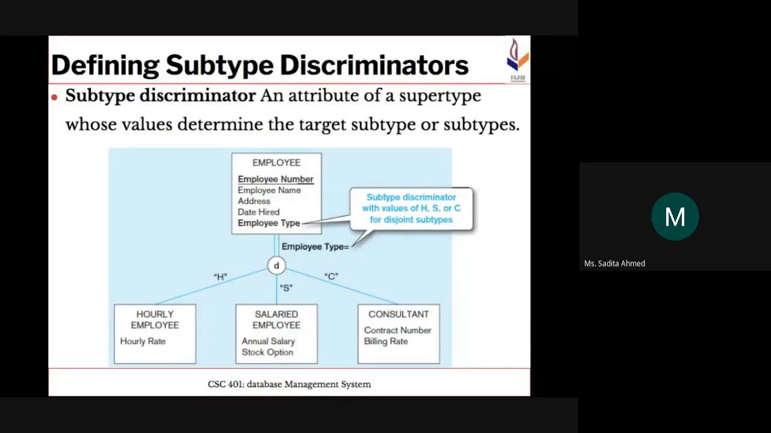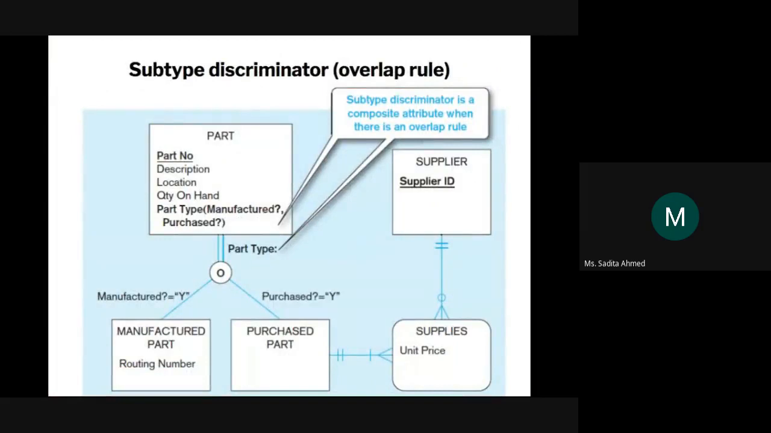Because if it's the overlap rule, কোনো possibility থাকে, if there is the slightest possibility of there being the overlap rule or the supertype subtype relationship following the overlap rule, it creates a bit of complication. Why? Because in that case, what does that mean? For example, if a part could be both manufactured and purchased at the same time, then which subtype discriminator means what? We don't know that.